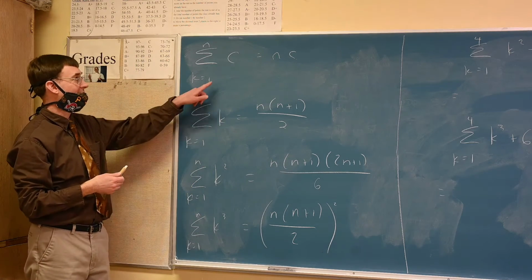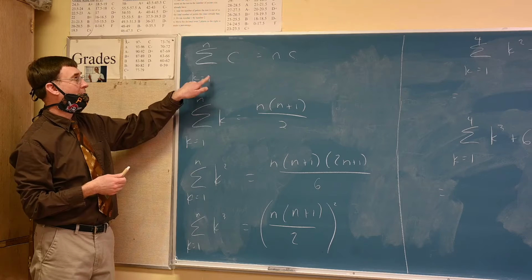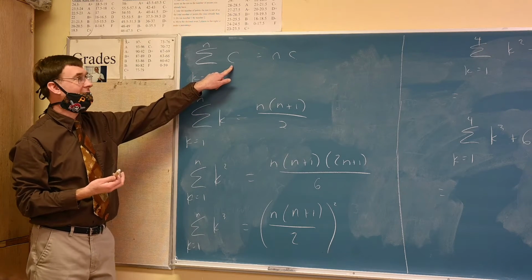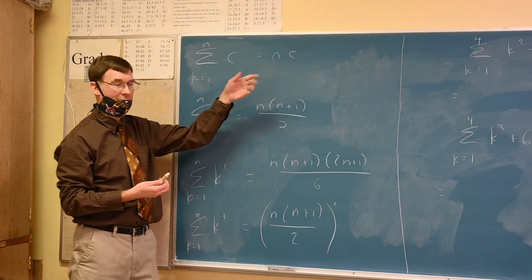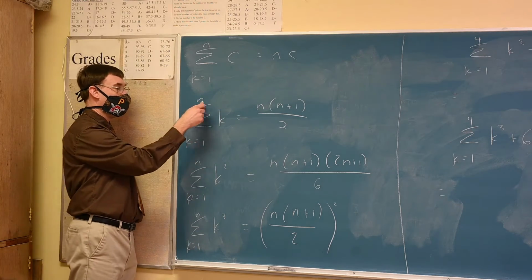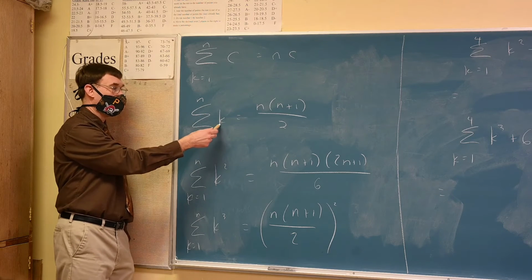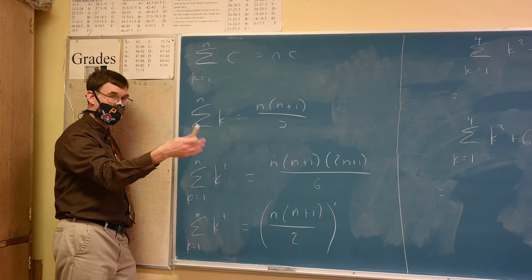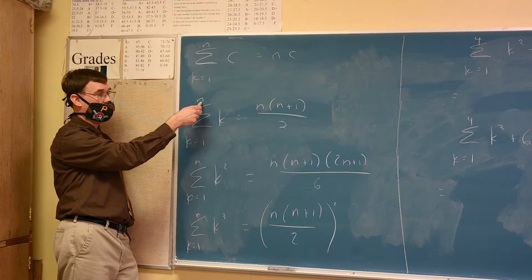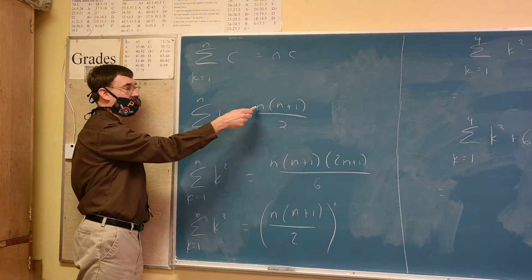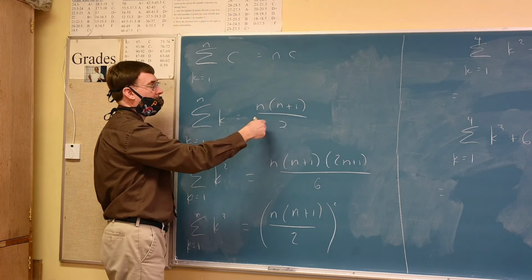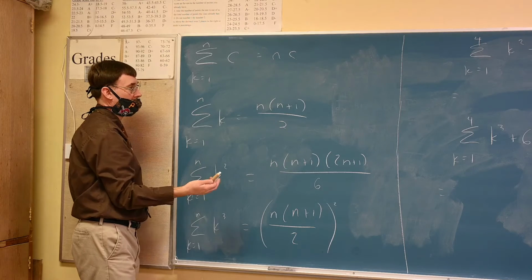Which makes sense. If I told you, add up 100 sevens, you wouldn't add up 100 sevens, you would do 100 times 7. If I ask you to add up from 1 to whatever a bunch of k's, we're going to try to add up 1, 2, 3, 4, 5, 6, however high it would go. We want to add up all the numbers from 1 to 100. The way we can do that is take the upper limit times the upper limit plus 1 and divide by 2.